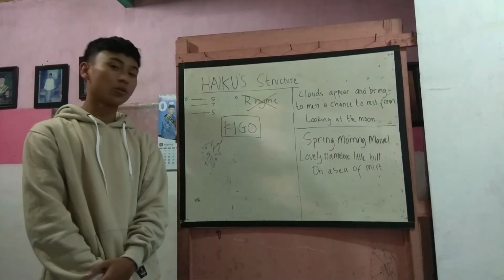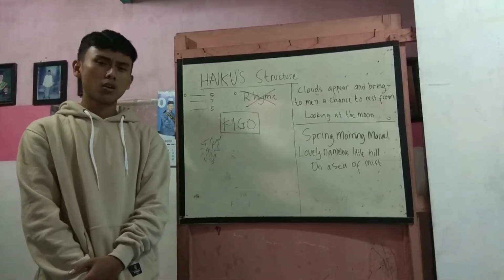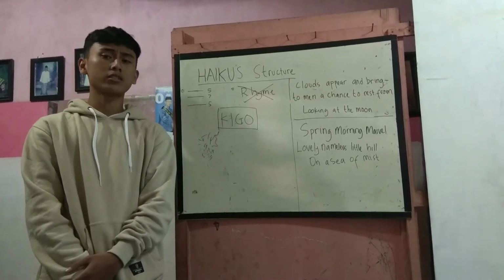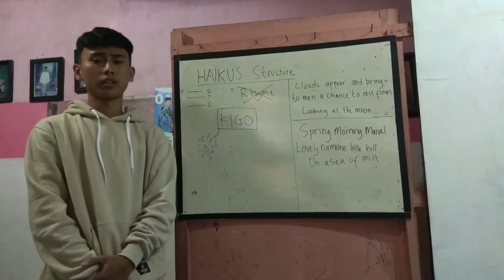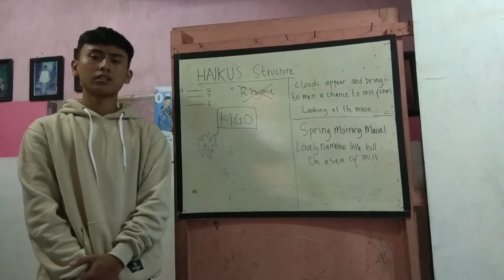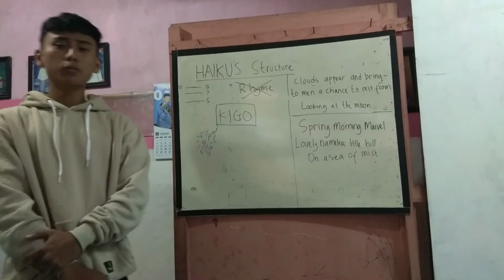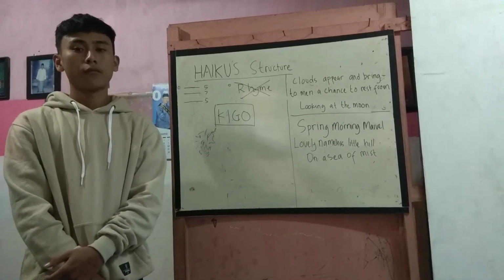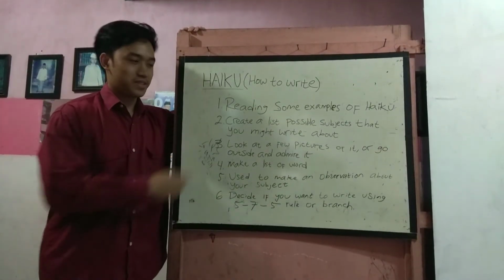The last is kigo. Each haiku must contain a kigo, or season word, which indicates what season of the year the haiku is set. For example, blossom would indicate spring. Snow would give the idea of winter. Mosquito would imply summertime. The seasonal word isn't always that obvious. You may need to consider the theme of the poem to find it. Next is how to write haiku.